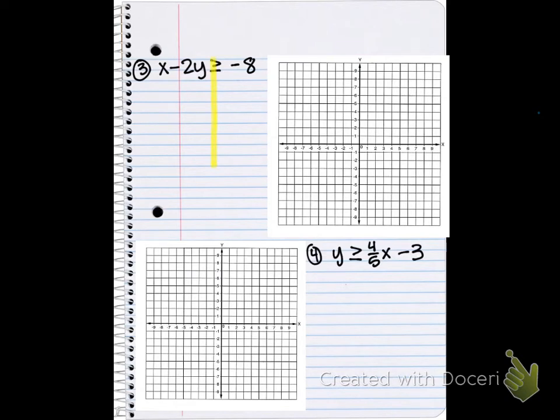And to isolate y, the first thing I need to do is move this x term out of the way. So get out of here, x. And we subtract x from both sides. Cancels out on the left, and we're left with a negative 2y is greater than or equal to negative x minus 8. All right. And then we have to do one more thing to get y by itself, and that is to divide by negative 2 to every term.